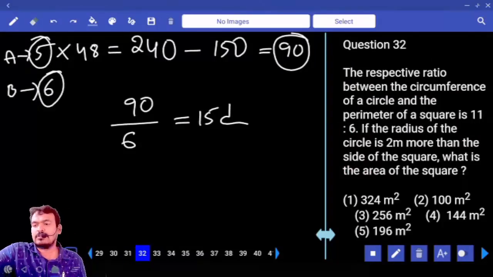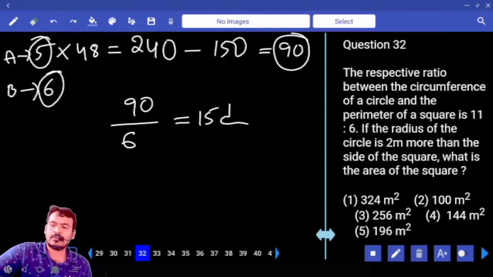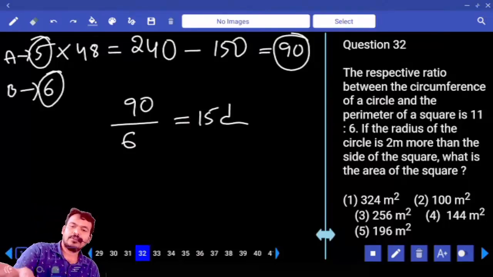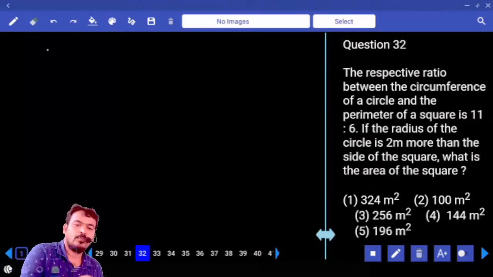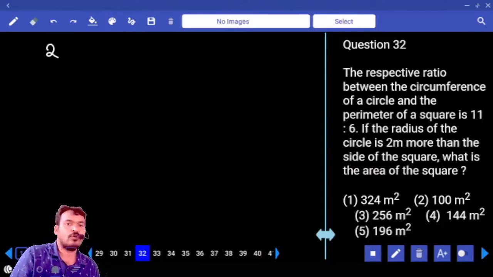The respective ratio of the circumference of a circle and the perimeter of a square is 11:6. If the radius of the circle is 2 meters more than the side of the square, what is the area of the square? Circumference of a circle means 2 pi r. Perimeter of a square means 4a, right? 2 pi r by 4a, right?